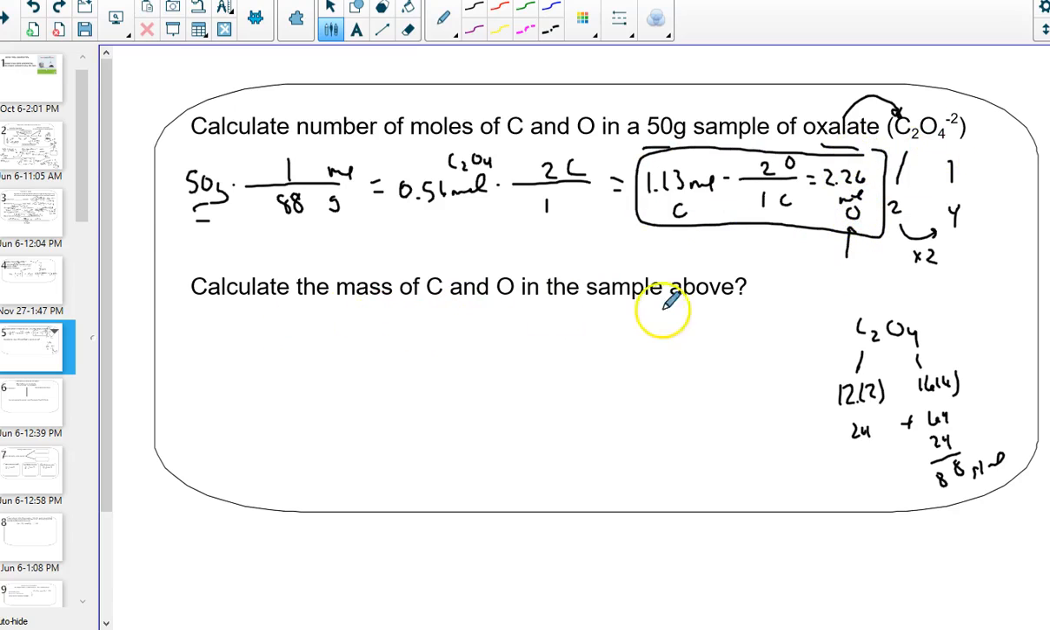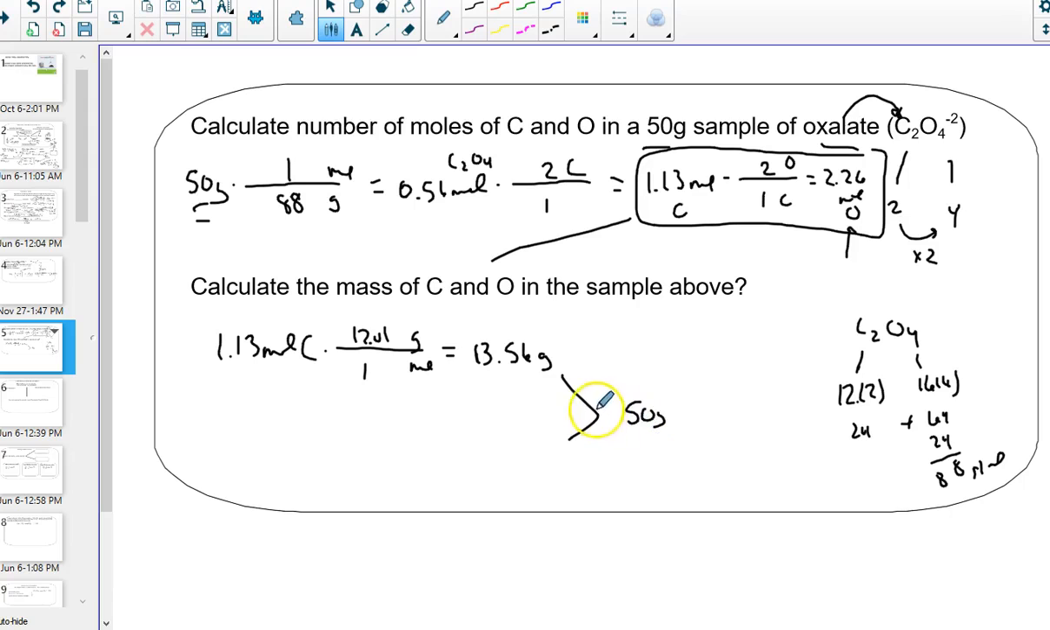Calculate the mass of carbon in the sample. Okay, let's take these guys out here. 1.13 moles of carbon, and in this case get rid of the moles, and we go to grams. 1 mole is 12.01. 1.13 times 12.01 is 13.56. 13.56 grams. Now, of course, the rest of it should equal 50 grams. And if you're confident, you could just subtract from the 50.